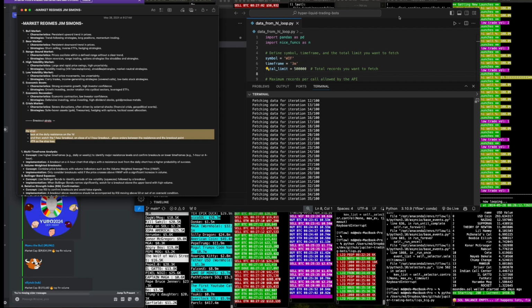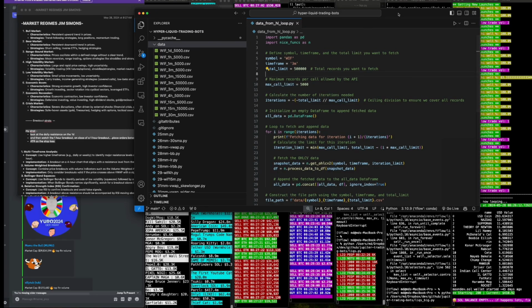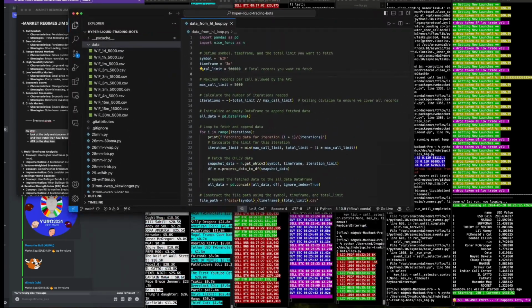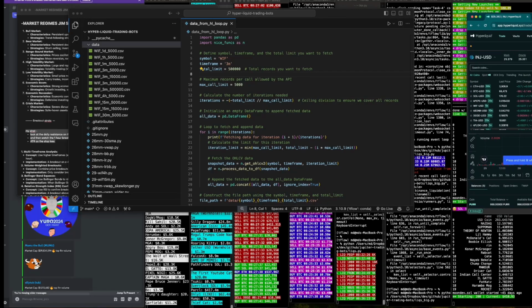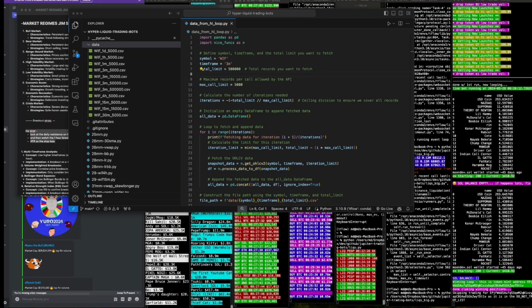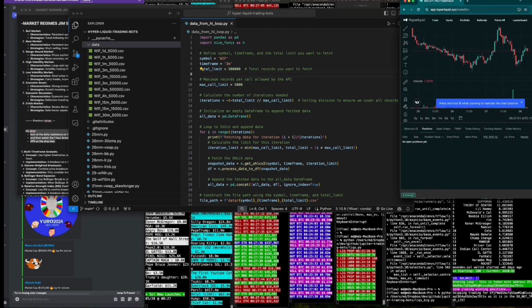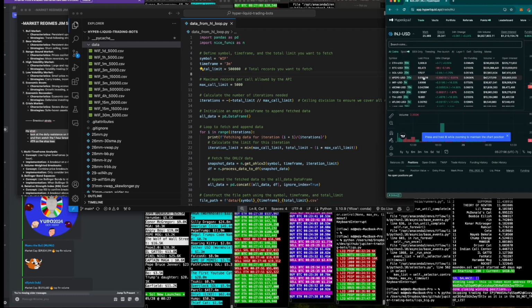We want the 1 hour. We want 1 hour data. So I'm going to pull this. And I don't want WIF. WIF is an outlier, so I don't want WIF. I want to get something more just regular. Here's all the tokens available. Okay, so we have all these options here.